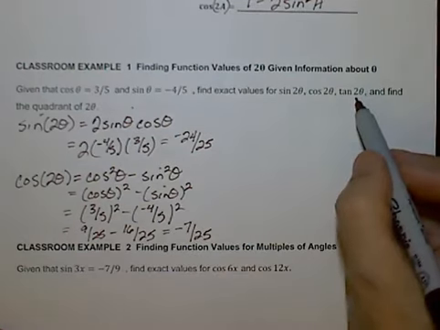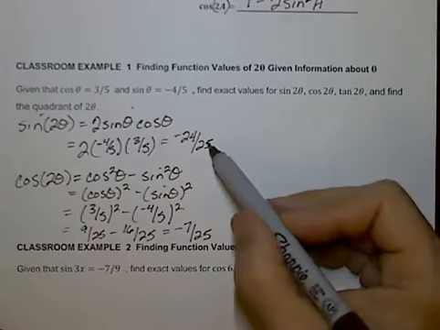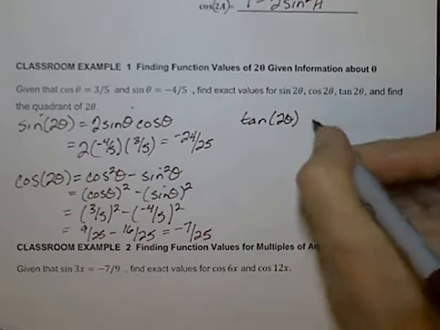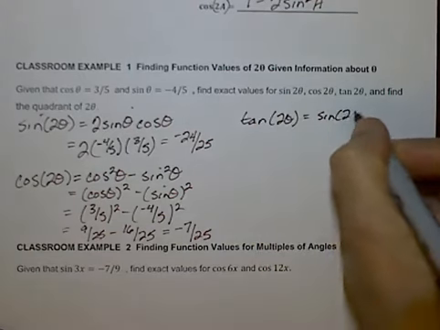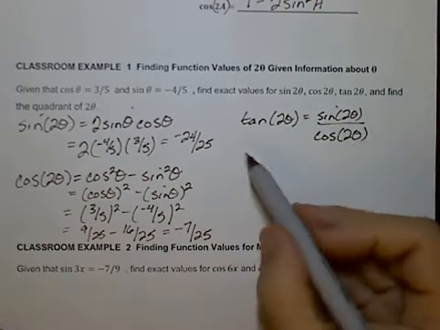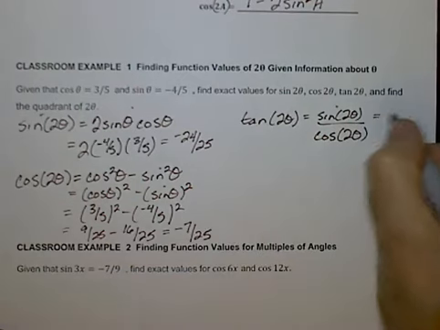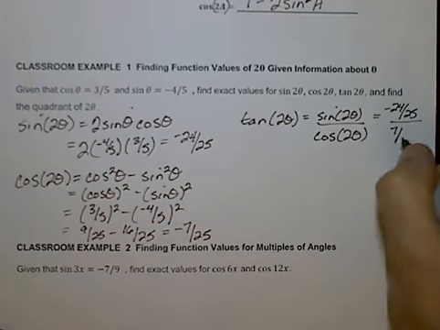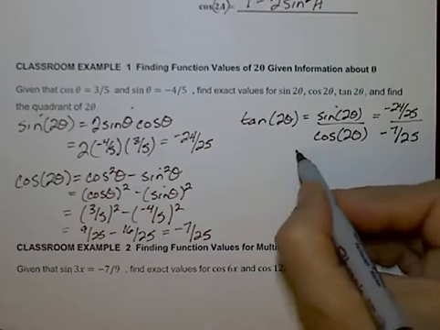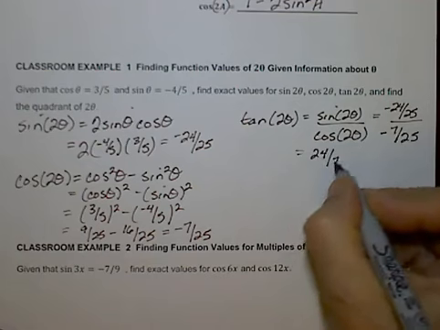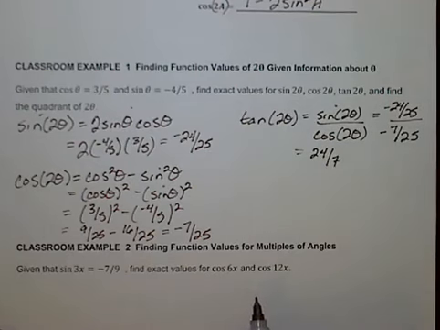Now we were also supposed to find the tangent of 2 theta. Now that we have sine and cosine, we can just use our quotient identity to find that. The tangent of 2 theta would be the sine of 2 theta over the cosine of 2 theta. We can put in the values that we already found. That would be negative 24 over 25 and negative 7 over 25. And if we simplify that, we get 24 over 7. There's our tangent of 2 theta.